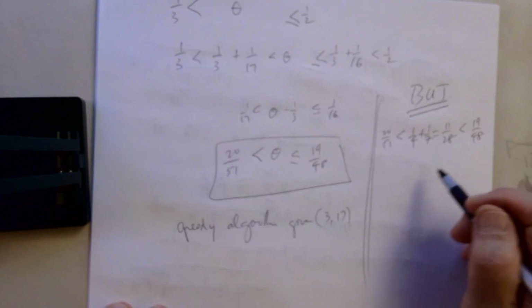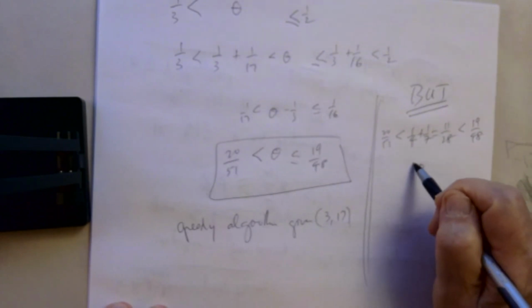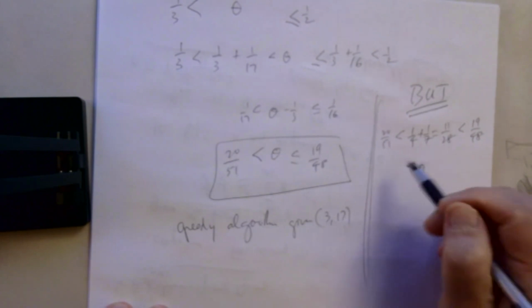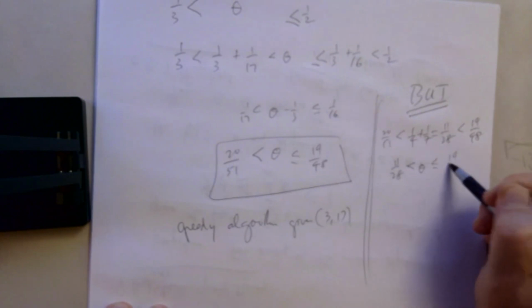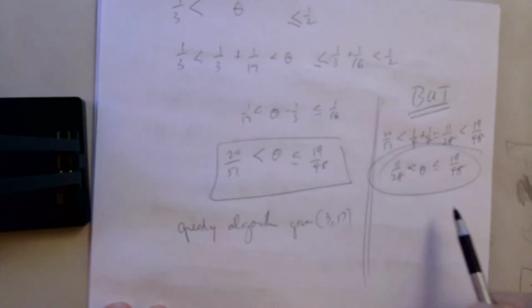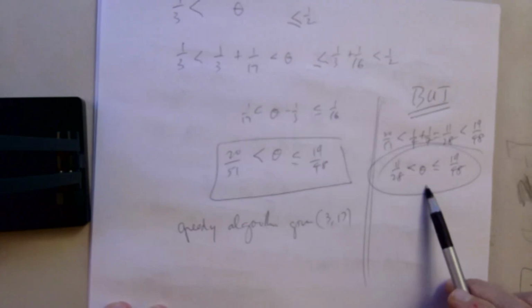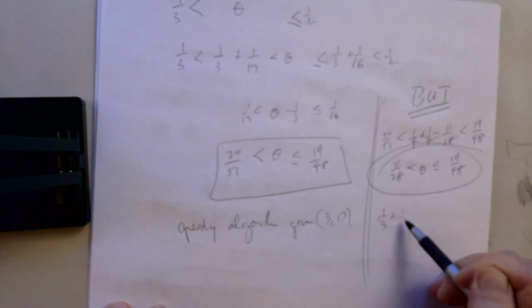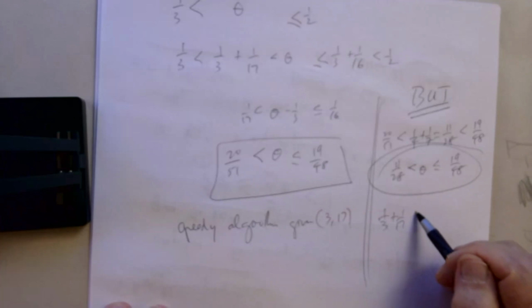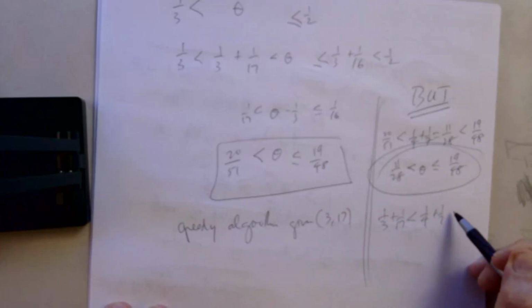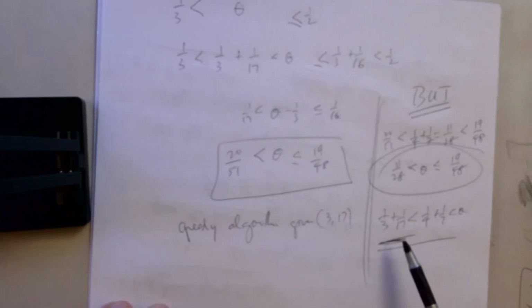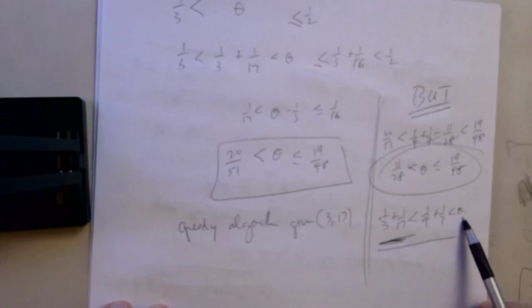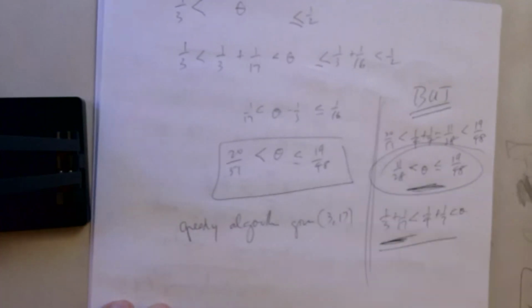So what that says is, if you take any theta which is greater than 11/28 and less than or equal to 19/48, for any theta in this range, the greedy algorithm gives 1/3 plus 1/17. But that's strictly less than 1/4 plus 1/7. So this greedy algorithm does not give the best two-term underapproximation to all theta in this interval.